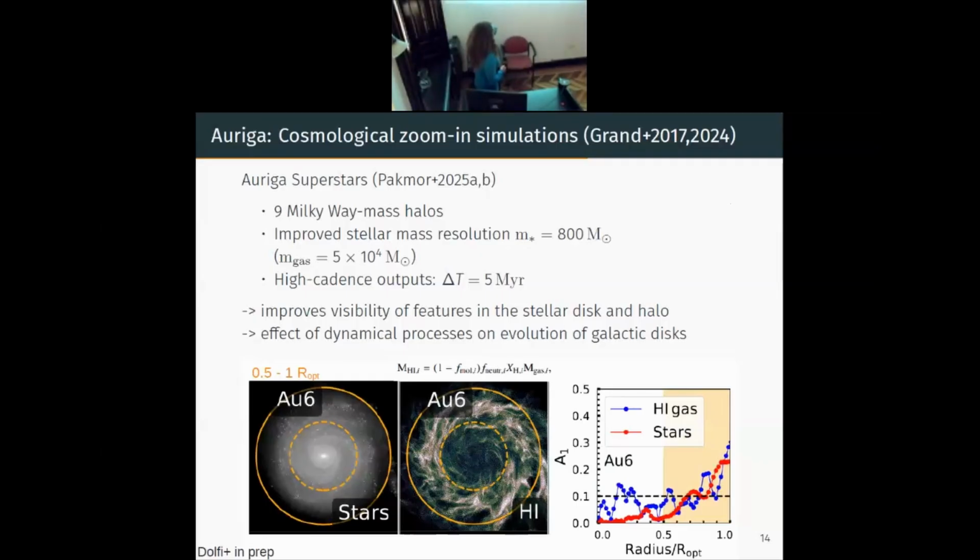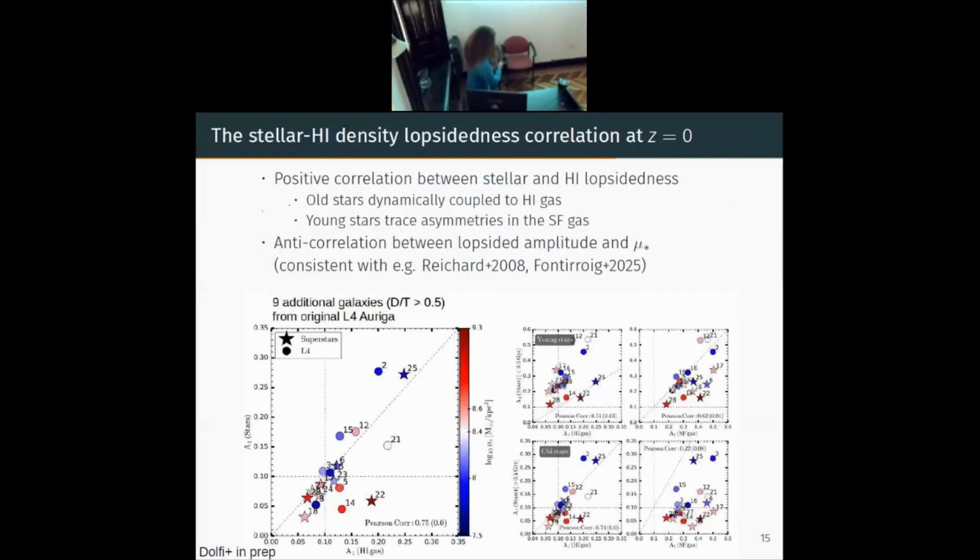We see that the A1 rises consistently both in stars and H1 gas. And here in the left panel, we look at the correlation between the stellar and H1 gas lopsidedness, and we see that there is in general a good correlation between the two tracers. The points here are colored by the central stellar mass density. Although there are a few exceptions, we see that the A1 amplitude tends to be stronger for the galaxies with lower central stellar mass density, and decreases as we move towards galaxies characterized by higher central stellar mass densities.